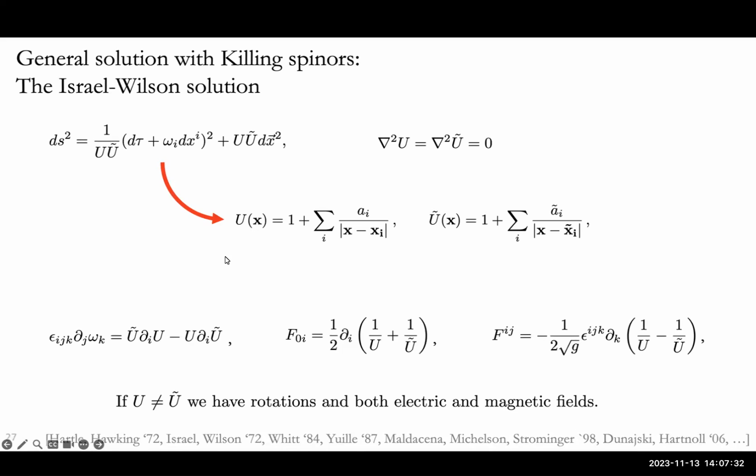The important thing to notice is that if U and U tilde are different from each other, then the solution has a non-trivial angular velocity. That's number 1. And number 2, if they're different from each other, then even if asymptotically you might have a solution that only has electric charges, everywhere on the geometry there's both an electric and a magnetic field. And that's because of the rotation, right? If you rotate the electric charges, you'll generate a magnetic field as well.